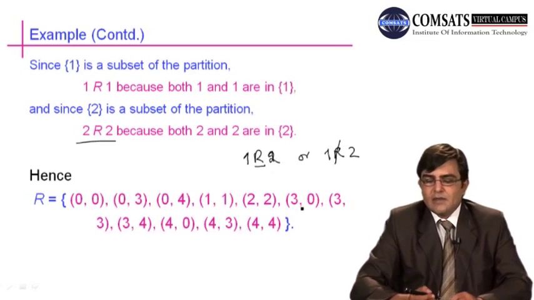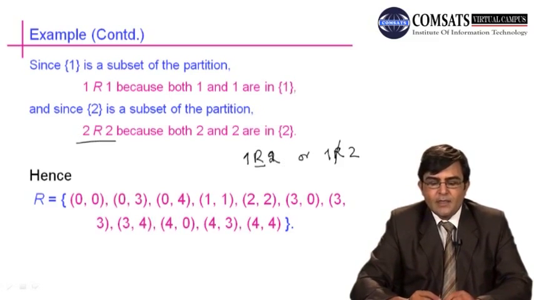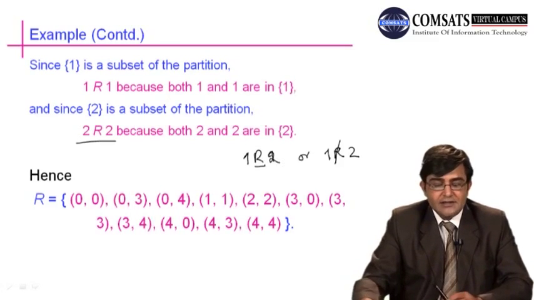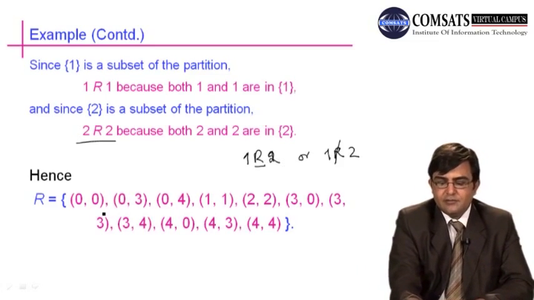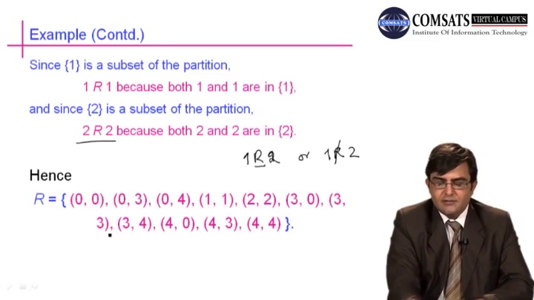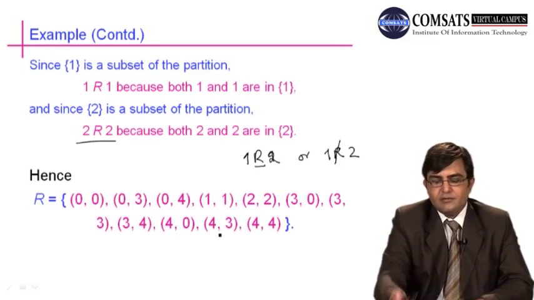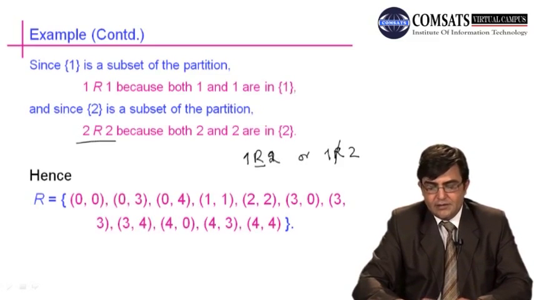We just cross the R. This also means, in some books, that 1 is not related to 2. So what is the relation? Basically, the relation contains (0,0), (0,3), (0,4), (1,1), (2,2), (3,0), (3,3), (3,4), (4,0), (4,3) and (4,4). So this is the relation which is induced by the partition we have obtained.